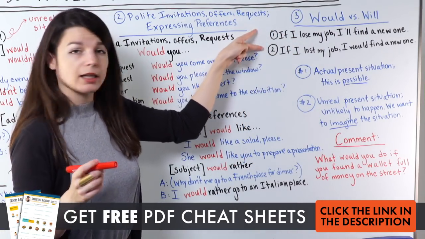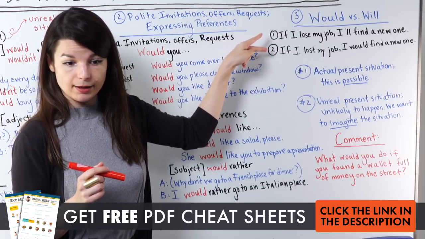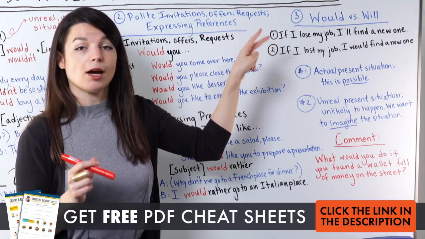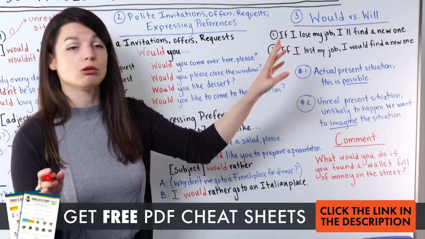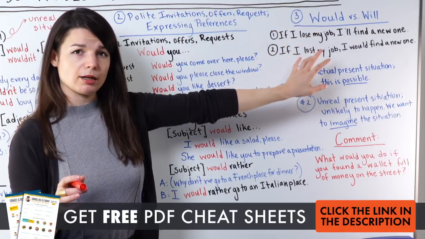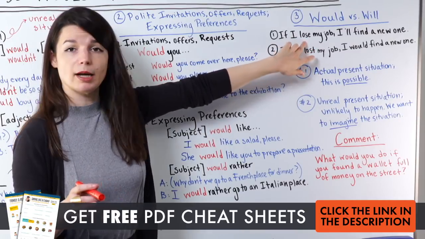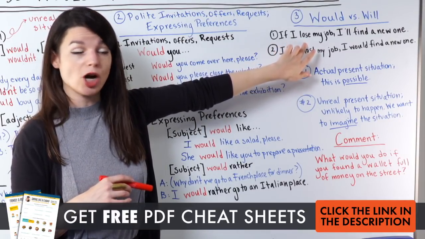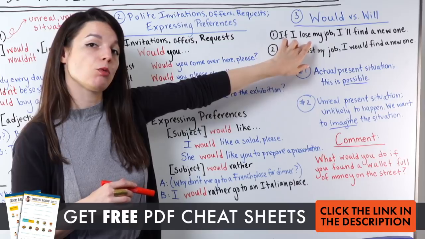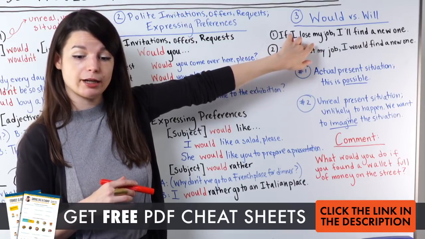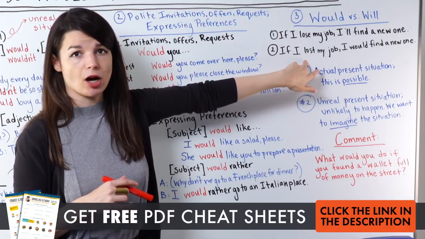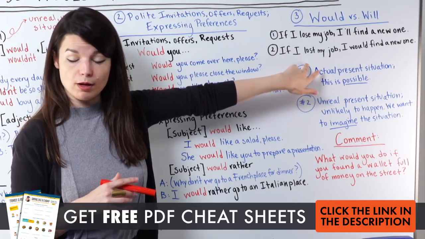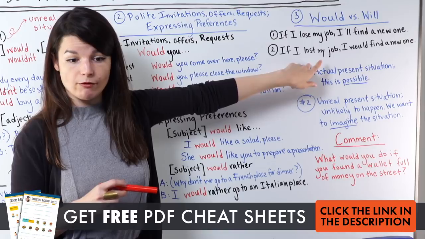So key here is these two example sentences. These example sentences are both correct, and totally fine to use, but they have different meanings. Let's discuss. Sentence 1 here is, if I lose my job, I'll find a new one. Sentence 2, if I lost my job, I would find a new one.